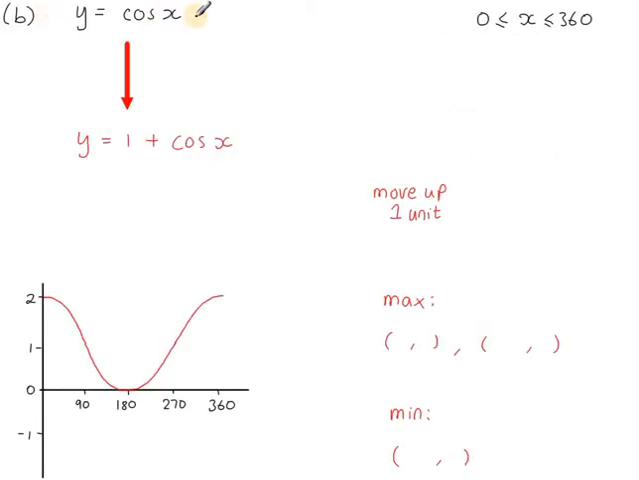Part B, the graph is transformed to y equals 1 plus cos x. So this is telling us to move the graph up by 1 unit. So the graph was here, that's the original graph, and we move it up by 1 unit towards the positive y direction. And then we work out the new coordinates for the maximum and minimum points.